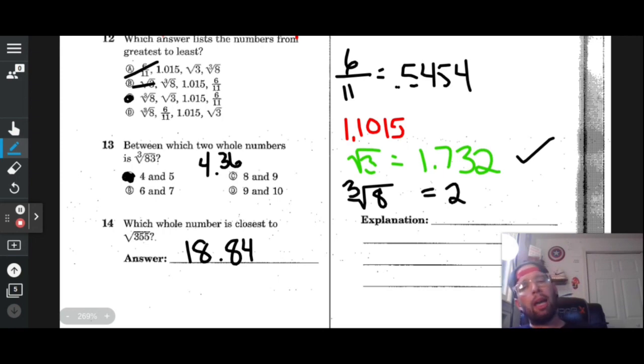So 18.84 is closest to 19, so that's going to be my answer.